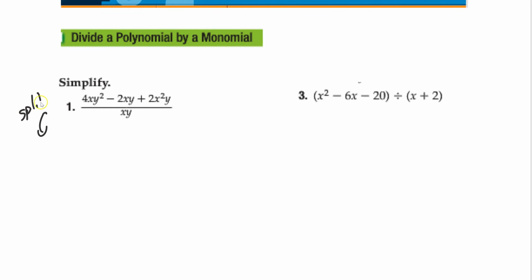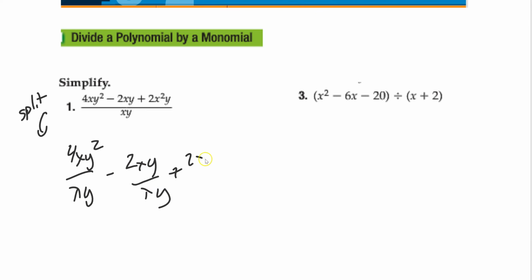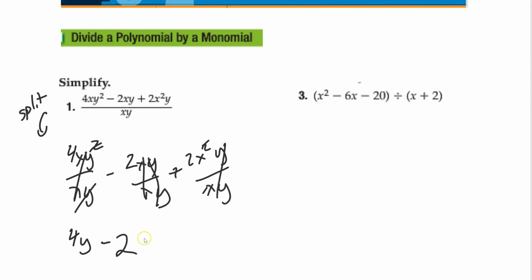Just split it. So you can get 4x over y squared over xy minus 2xy over xy plus 2x squared y over xy. Then you just simplify each one separately. So like here the x's cancel. Right here you have one more y on top, so you get 4y. Here the x and the y cancel, you get negative 2. Here the y's cancel and one x cancels, plus 2x. And that's it. That's how you divide by a monomial. You just split it up and reduce.